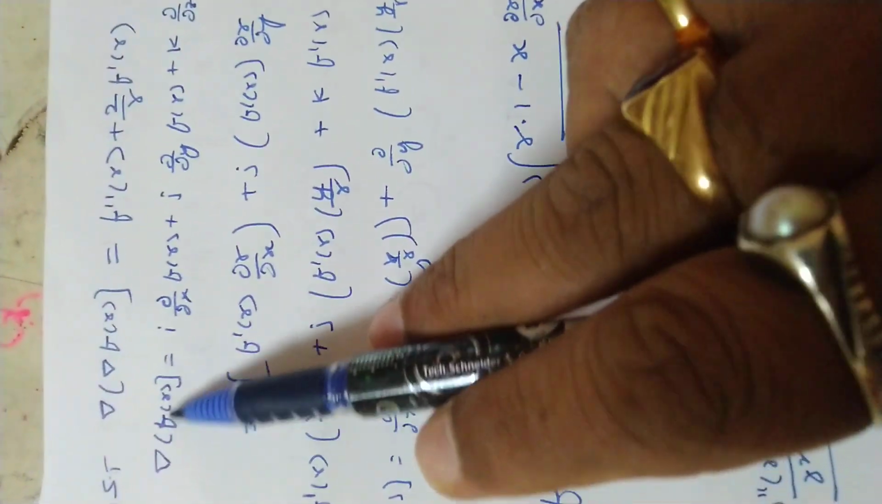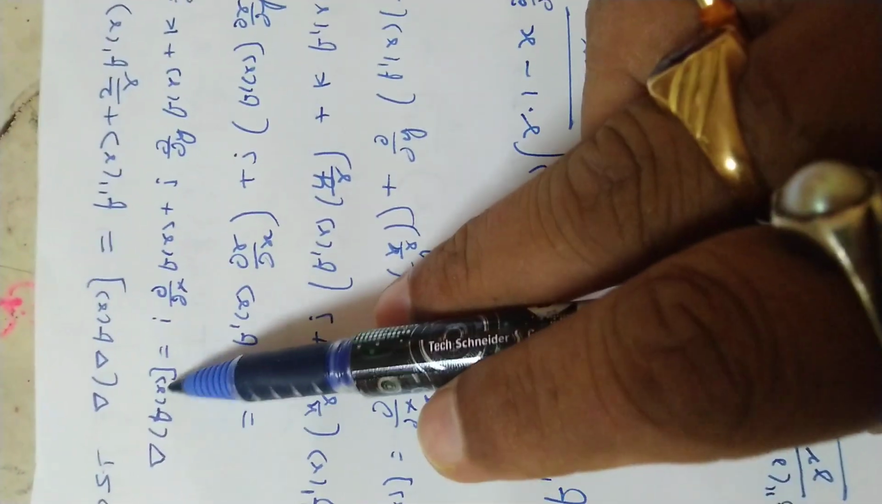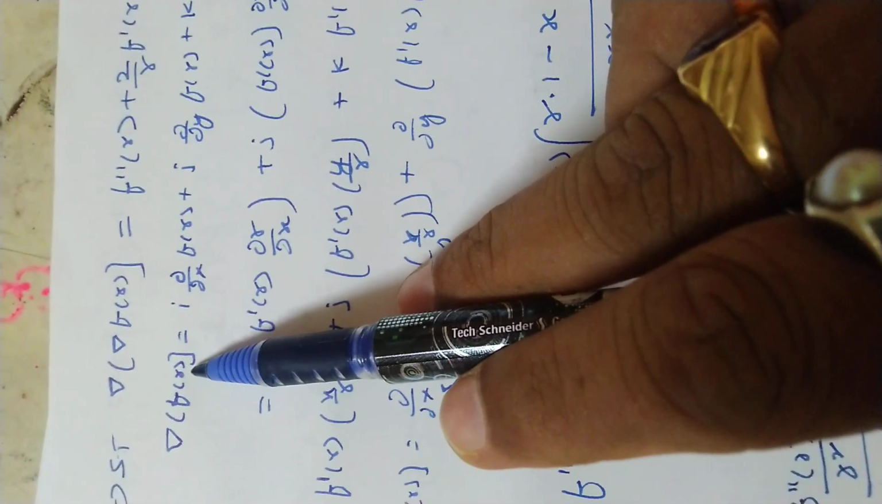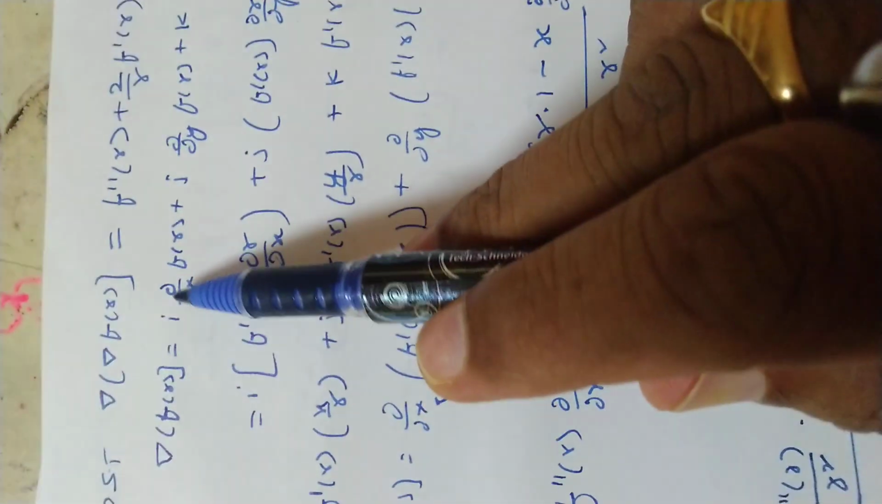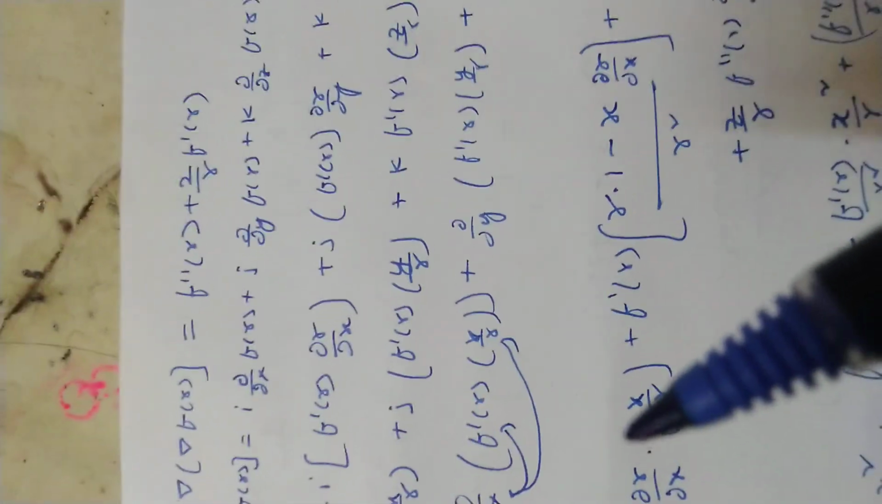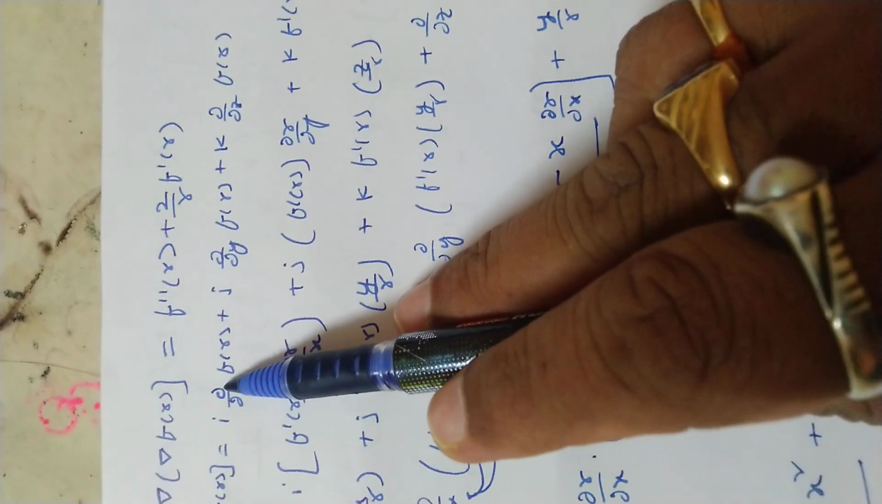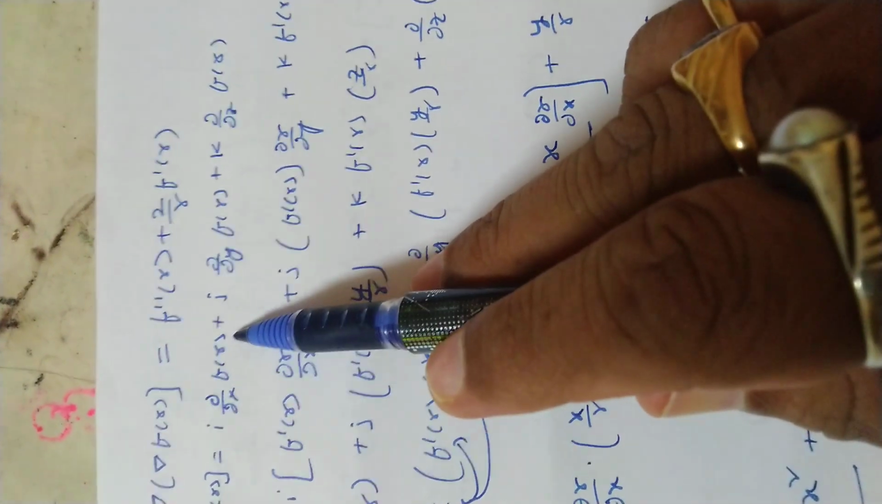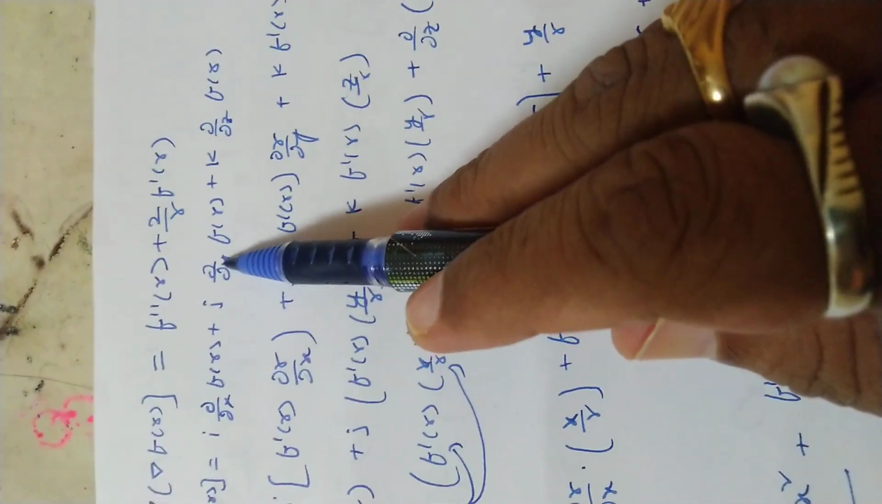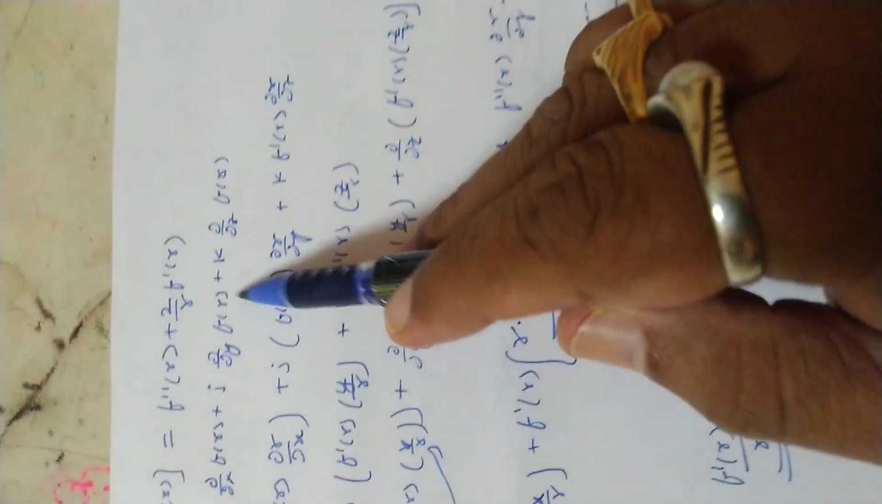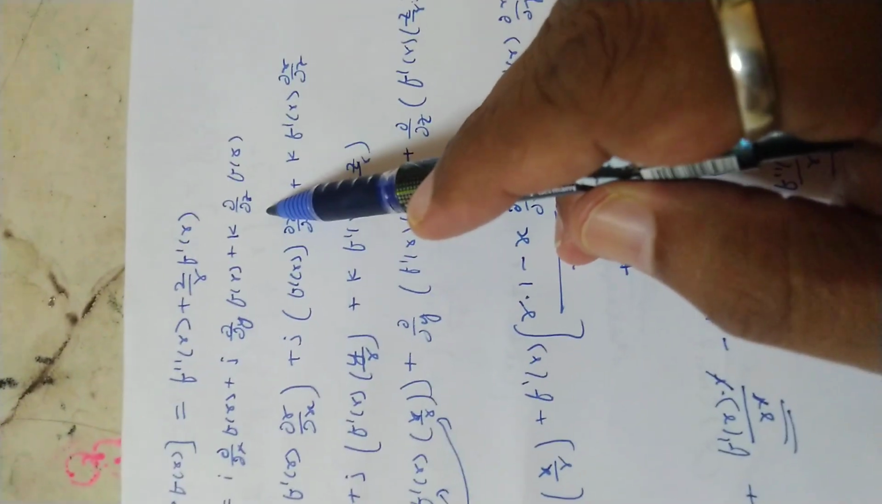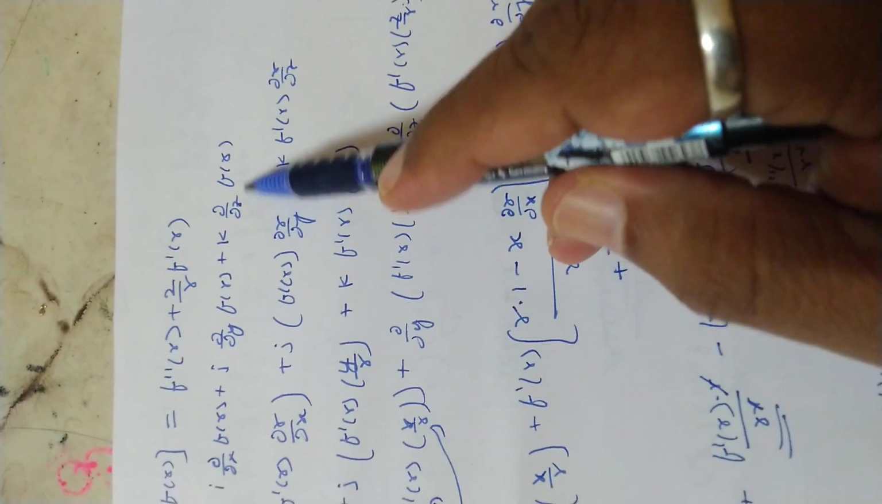And we know that del of f of r means it's a gradient of f of r. Gradient means i into dou f by dou x plus j into dou f by dou y plus k into dou f by dou z. In this scenario, I can write it down as i into dou by dou x of f of r plus j into dou by dou y of f of r plus k into dou by dou z of f of r.